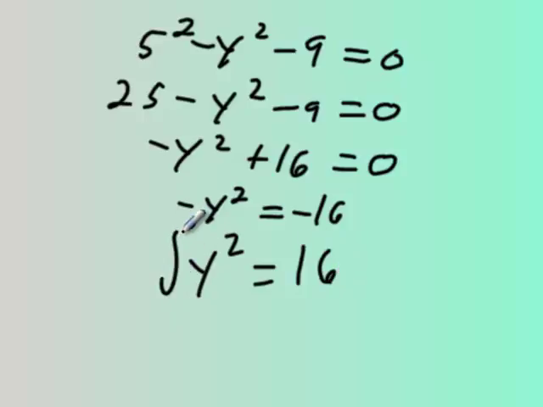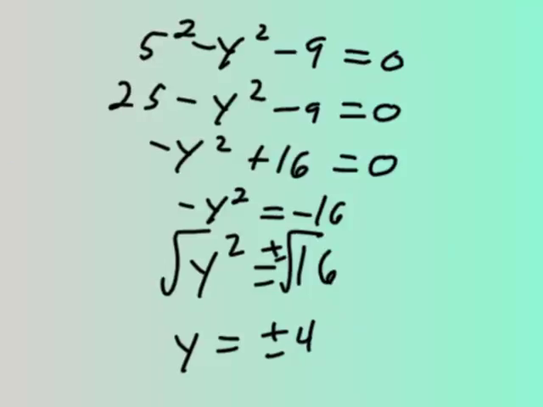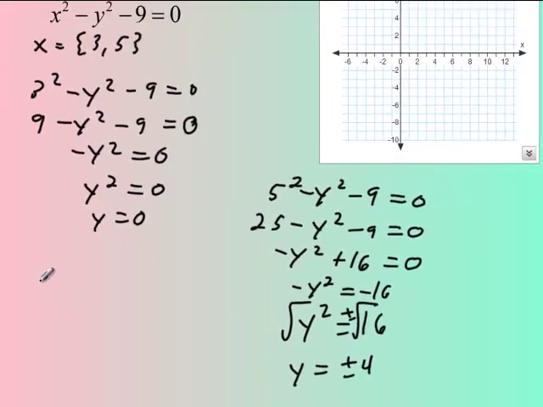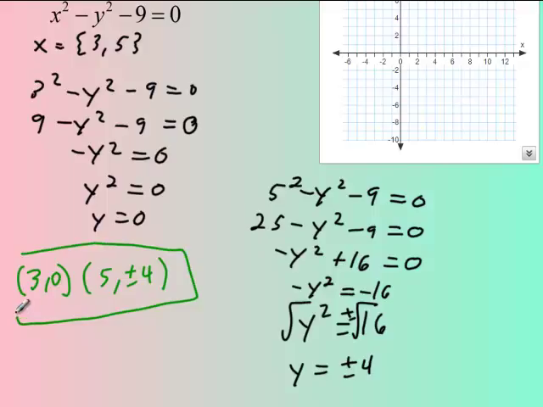In which case we'll bring in a square root. Since we're bringing it in, we'll have to account for plus and minus. So y is equal to plus or minus 4. Therefore, our solutions in this case will be one at 3, 0, and then 5, and plus or minus 4, which counts for 2. So we'll have a total of 3 different solutions.